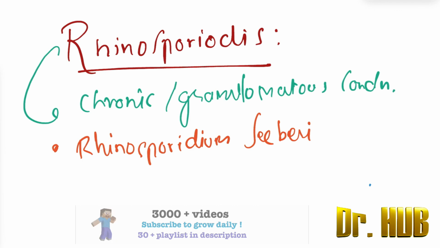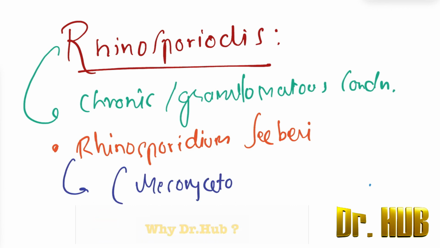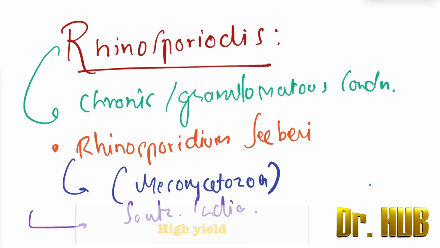It was recently reclassified as a member of the Protista, so this also we need to know, Protista, Mesomycetozoea. It is more common in the southern states, that is, in the case of South India it is most common. And whom does Rhinosporidiosis mostly affect?